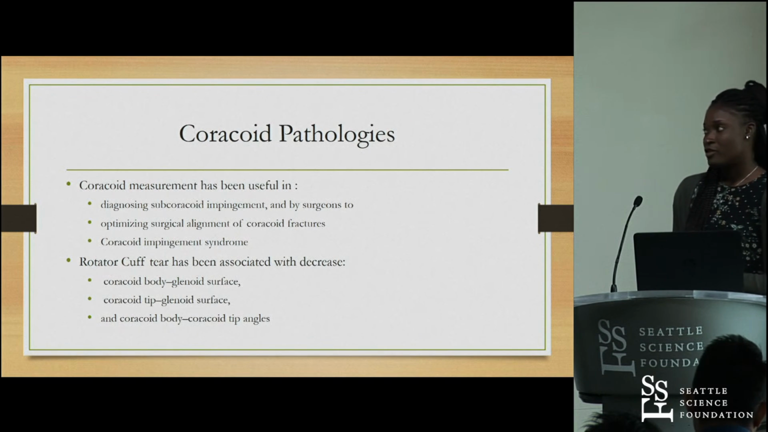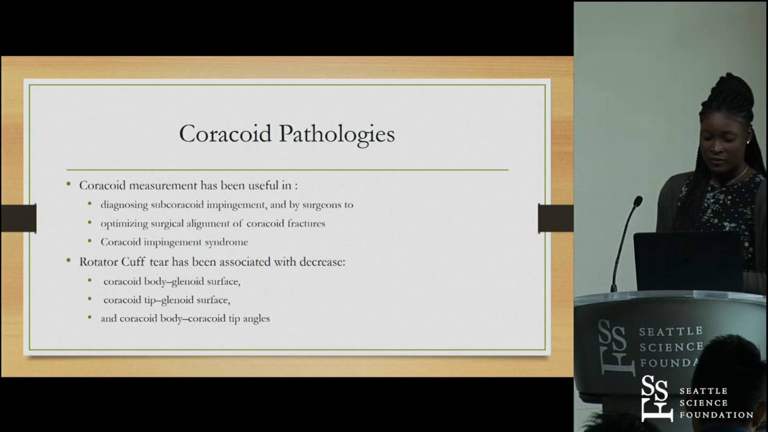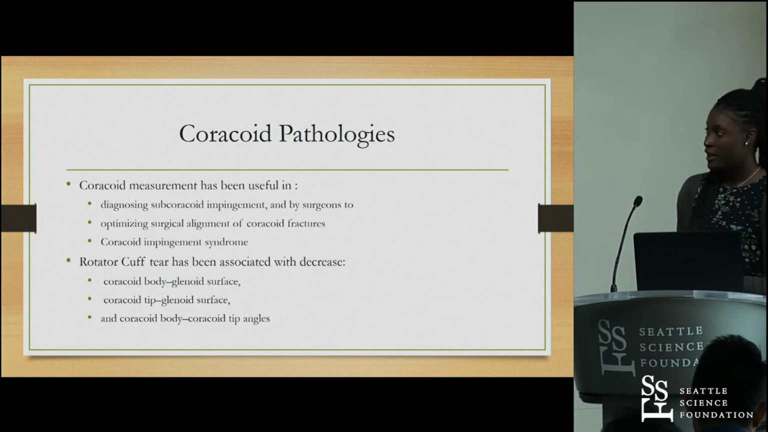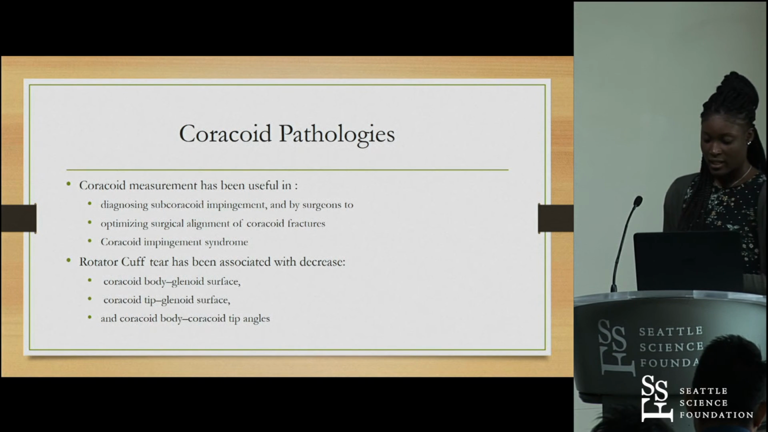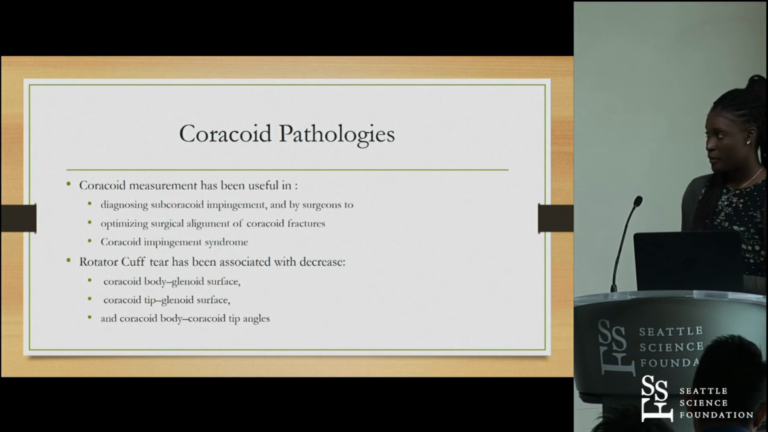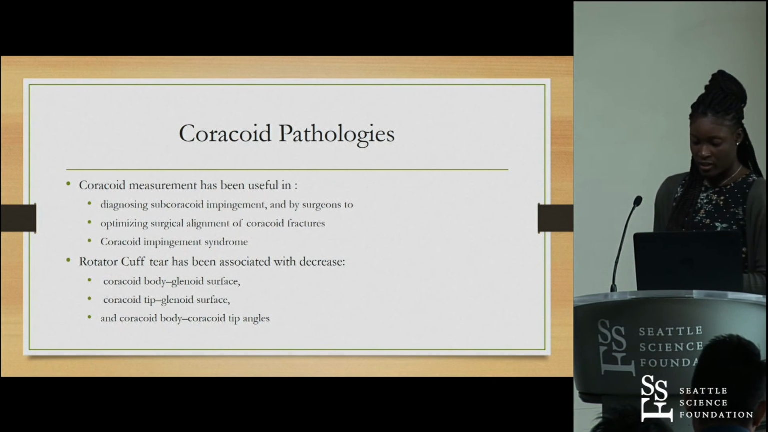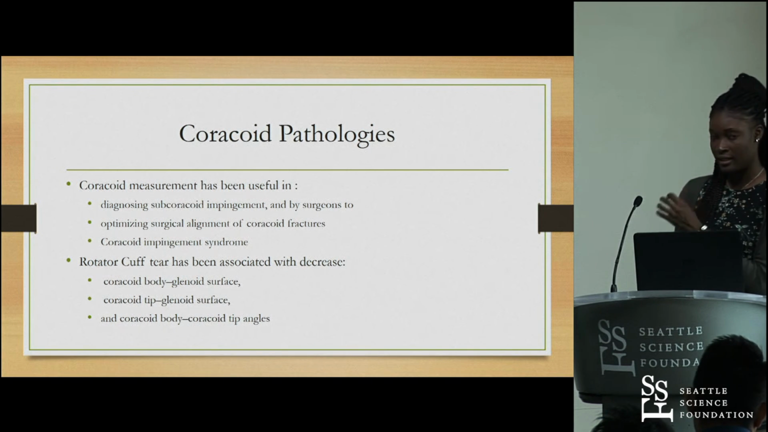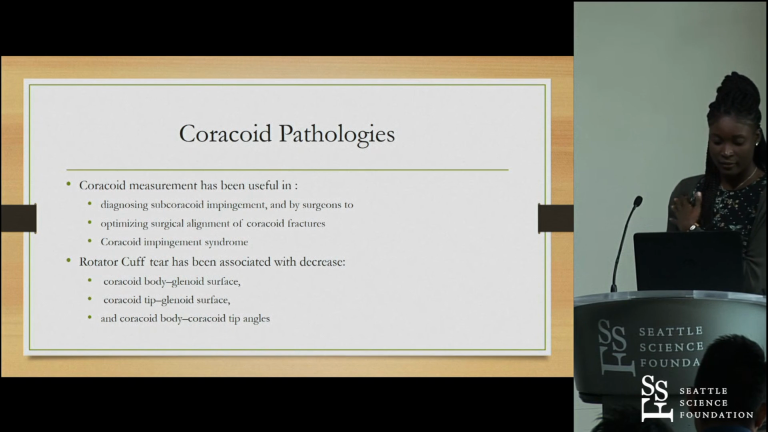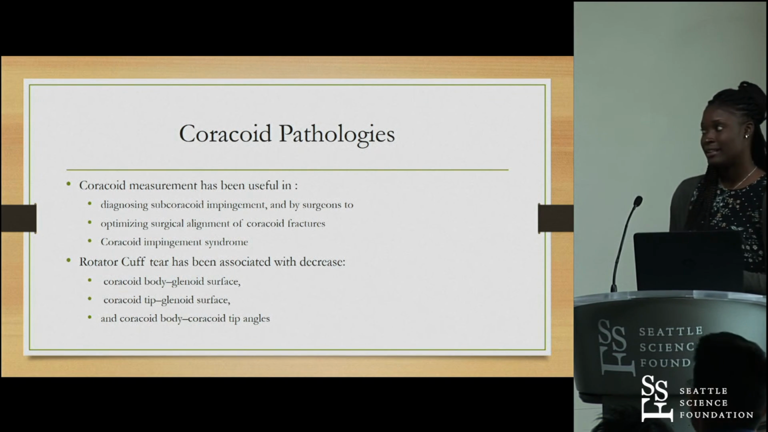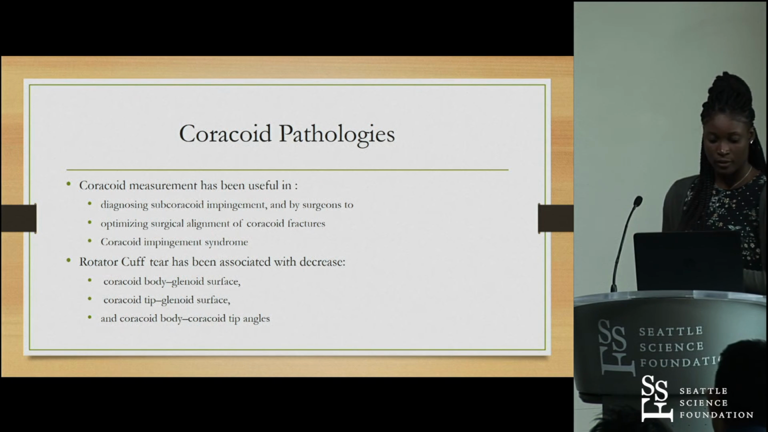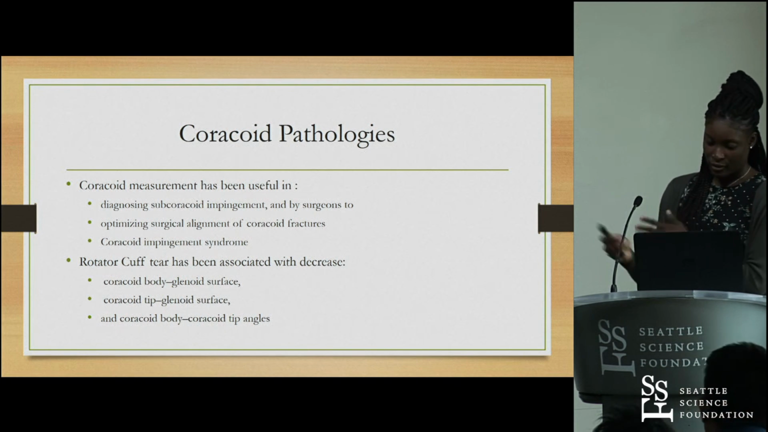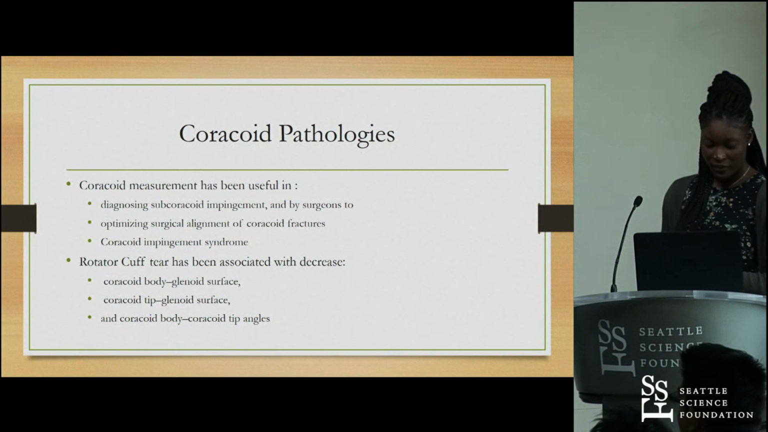So why measure the coracoid process? We found that measuring the coracoid process helped in the diagnosis of some coracoid pathologies. It helped to diagnose subcoracoid impingement, which is actually just impingement of your subscapularis tendon between the coracoid and the lesser tubercle of the humerus itself. And some surgeons have found it helpful when realigning the coracoid after a coracoid fracture, as well as for coracoid impingement syndrome, which I just spoke about.